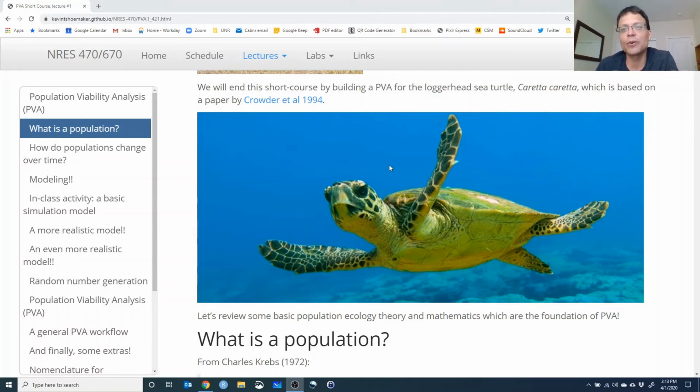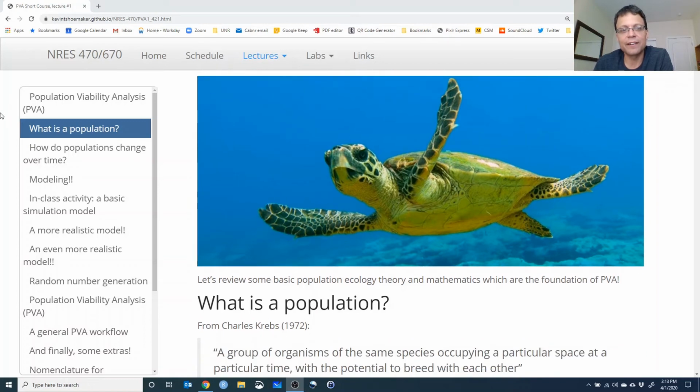Now, I teach a whole class in population ecology. We're not going to go through everything. Some of you are already in my class, so please help out your classmates if you are in my class and already know Insight Maker really well and know how to build these population models and use these models.